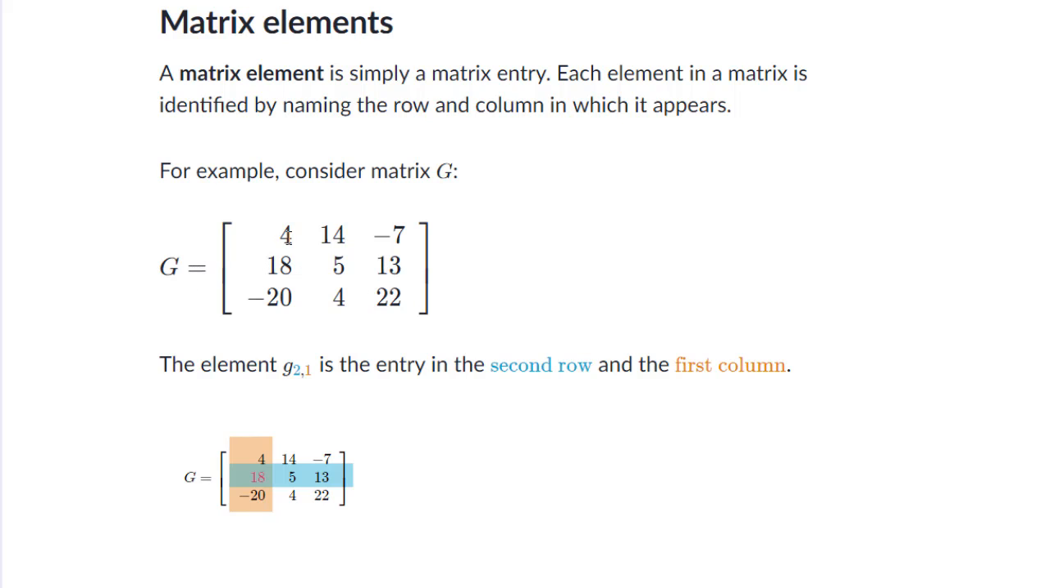You can see here first, second, third, fourth, fifth, sixth, seventh, eighth, ninth. The first element is 4, the second is 18, the third element is minus 20, the fourth element is 14, the fifth element is 5, the sixth element is 4, the seventh is minus 7, the eighth element is 13, and the ninth element is 22.